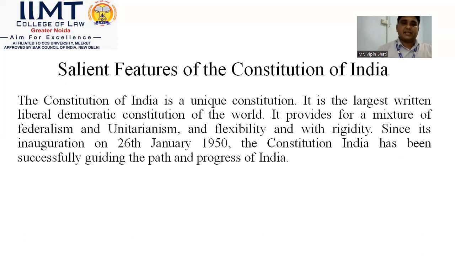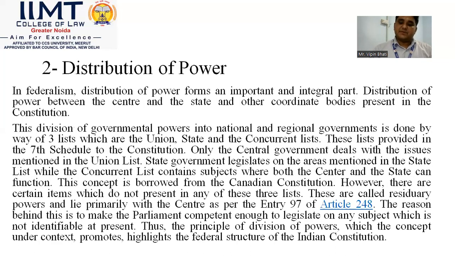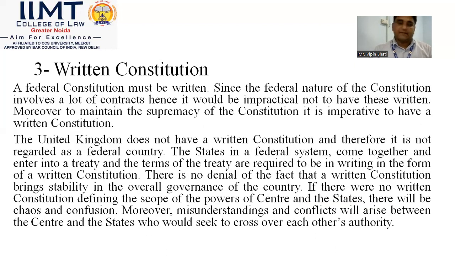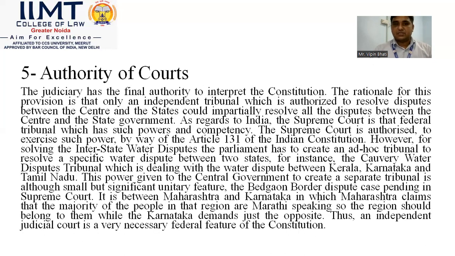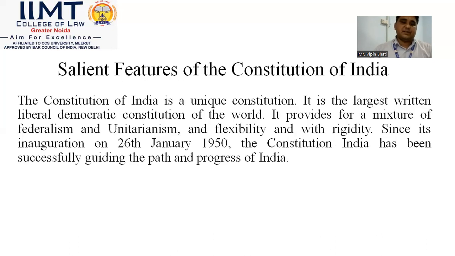Okay, I think it would be clear to all of you. So these are the 5 essential characteristics of a federal constitution. One is supremacy of law. Second is distribution of powers between center and state. Third is written constitution. India has a written constitution. Fourth is rigidity. And fifth is authority of courts, independence of judiciary. So this is all about the nature of the Indian Constitution, which is quasi-federal.